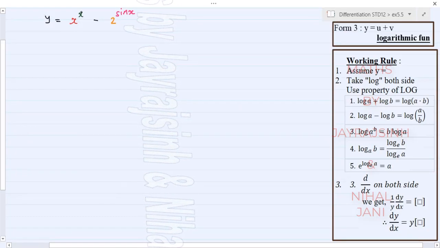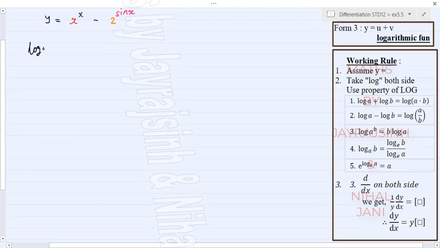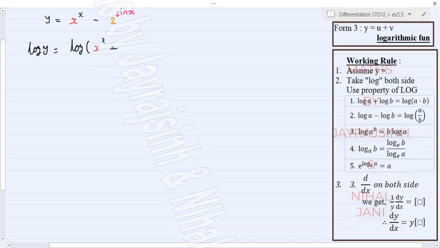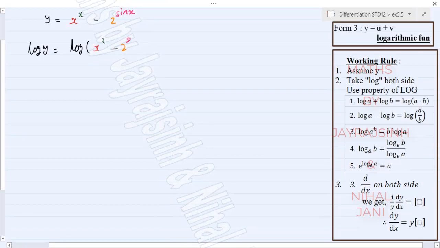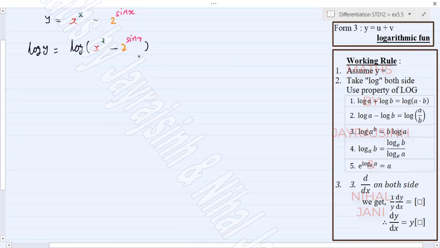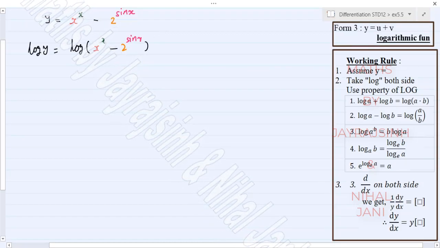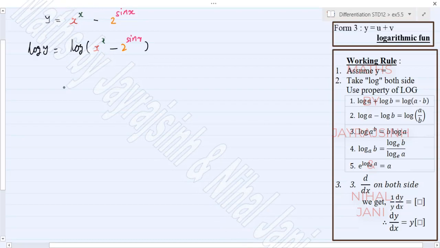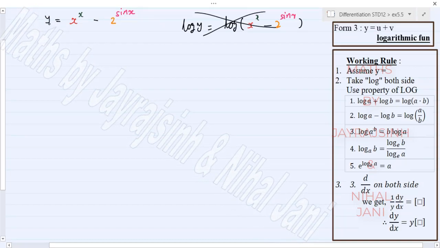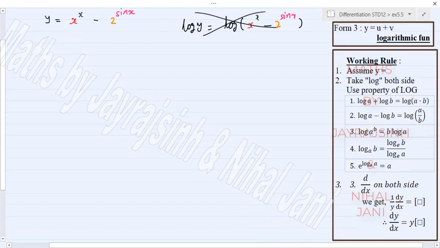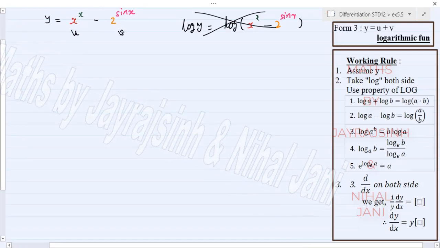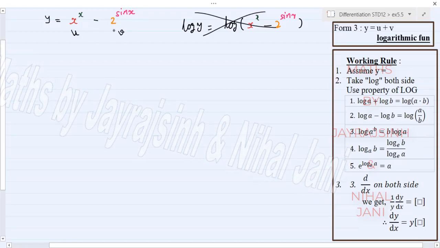Here we have y is equal to x raised to x minus 2 raised to sin x. So let's take a log both the side. Now let's simplify right hand side. So we cannot simplify our right hand side using any property of log. So in this kind of a situation, this is not a preferable operation. So in this kind of situation, let's assume first term as u and second term as v, and we will find out differentiation individually.